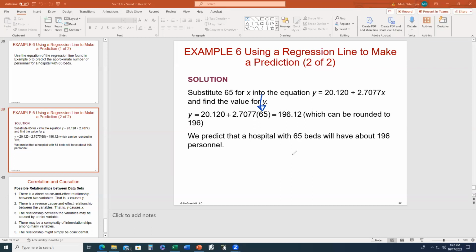Yep. Yes. Because 65 lies between 28 and 100. Do you agree? It lies within the range of the X coordinates of the ordered pairs that we collected. So yeah, I'd have a fair amount of faith in that prediction, sure.